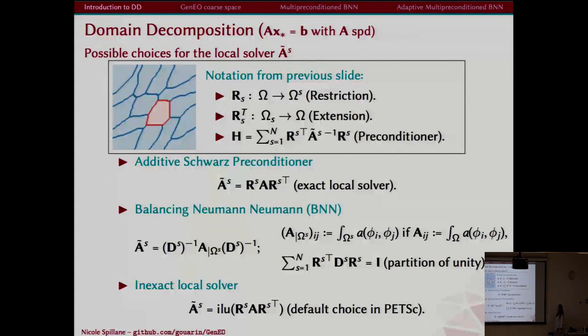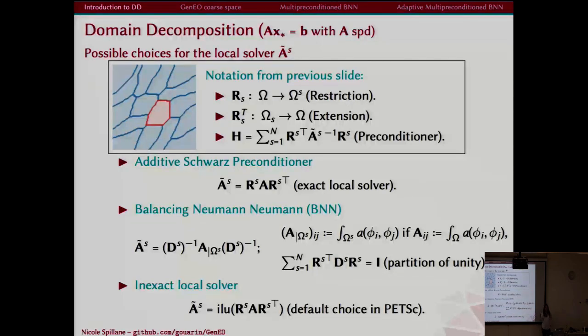Okay, so that's one possible choice. Another possible choice is to do Neumann-Neumann or balancing Neumann-Neumann, which we call BNN. And then in this case, the choice for A_S tilde is a bit longer to write. So A_S tilde has a D_S matrix and a D_S inverse.